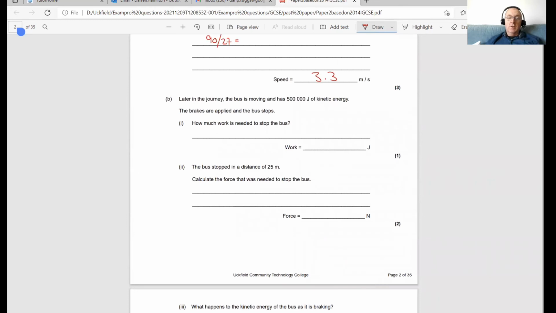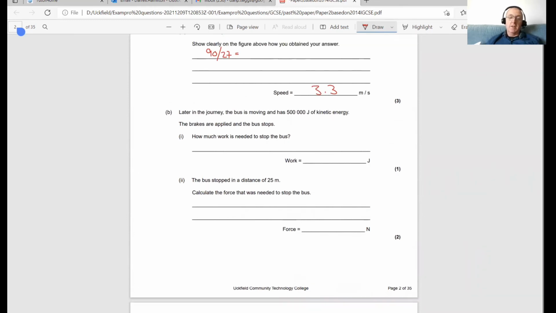So that's our working on the graph done basically. We're now looking at energy. We have the bus with 500,000 joules of energy. The brakes are applied, the bus stops. How much work is needed? Well, work is the change in energy, whether it's a change in kinetic or change in potential. So because it has lost 500,000 joules, 500,000 joules of work has been done.